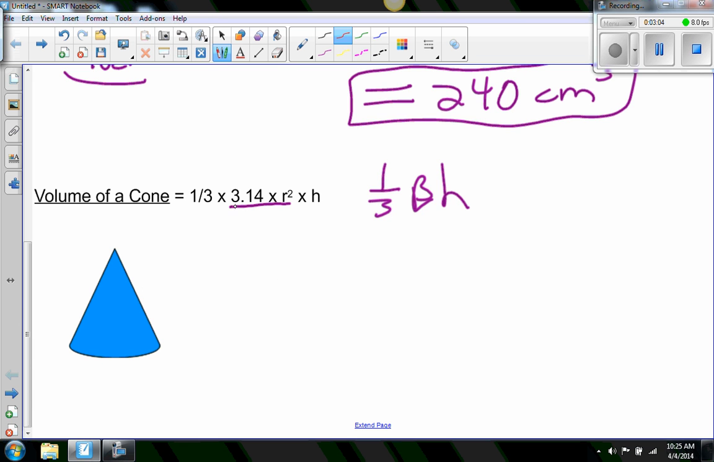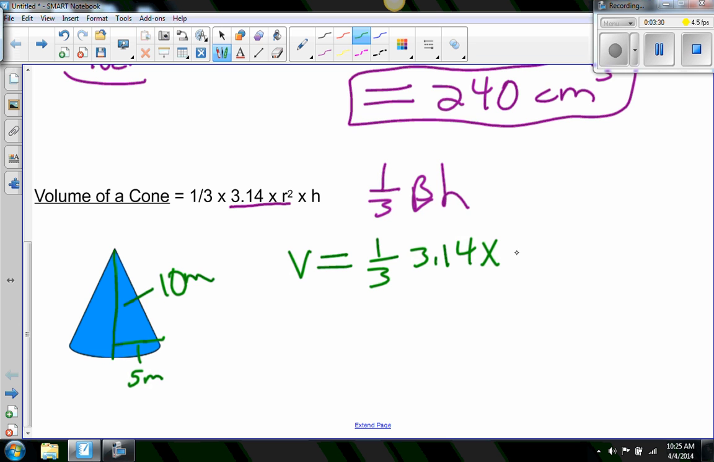So let's put some numbers in here. Again, the height has to be straight up and down, it can't be a slanted height. So let's say that the height of that is 10 meters, and let's say that the radius is 5 meters. So that should be all I need to plug in my numbers. So my formula: pi times radius squared, so 5 squared, times the height of the whole thing, which is 10.